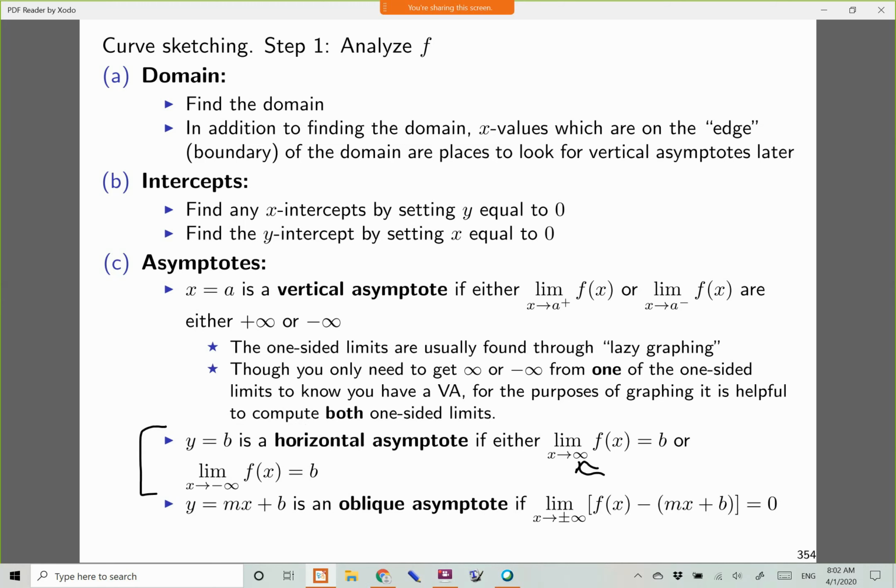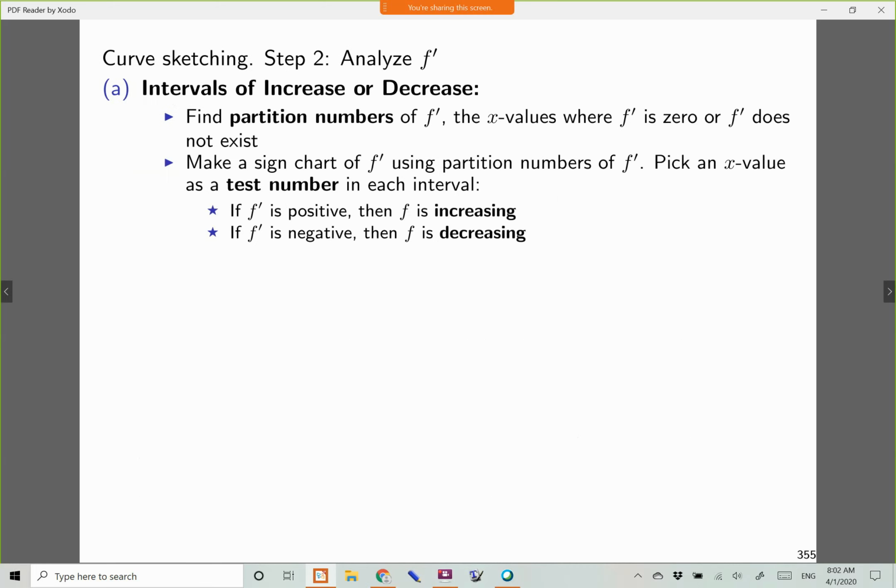Finally, the book, I don't know if anybody took the book home or not, but the book talks about this thing called an oblique asymptote. We're never going to see it, so just scratch it out. No oblique asymptotes, never in a homework, never in a quiz, so on and so forth.